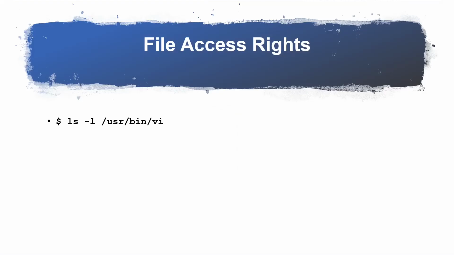File access rights. If you do a long listing of a file, as in something on the screen, you do ls -l /usr/bin/vi, you will see something like this. Each of the triples, 3 triples, in characters 2 to 10, can have each of the following set: r, w, x. R, read access is allowed. W, write access is allowed. X, execute access is allowed. If the permission is not allowed, a dash appears instead of one of these characters.